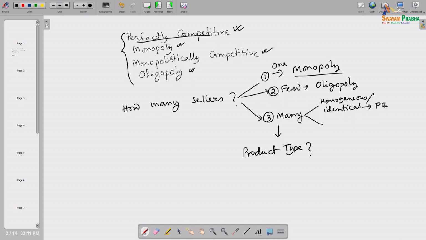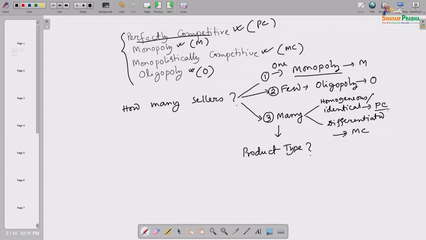Perfectly competitive, I am telling PC. And if the product type is differentiated, then it will be called monopolistically competitive. So perfectly competitive we can call PC, monopoly is simply M, monopolistically competitive is MC, and oligopoly is O. In this particular case this is M, this is O, this is PC, and this is MC, monopolistically competitive.